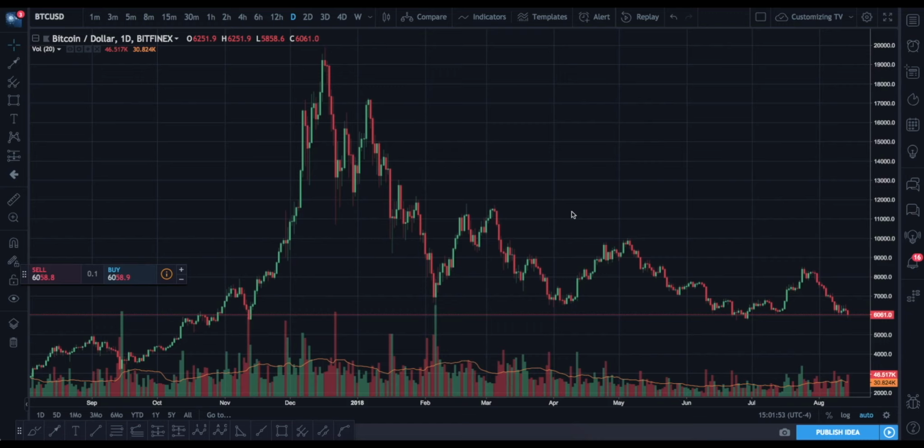Hello everyone, hope you're well, and today we're going to be examining chart patterns. These are patterns that price action makes that signal market entries and exits.